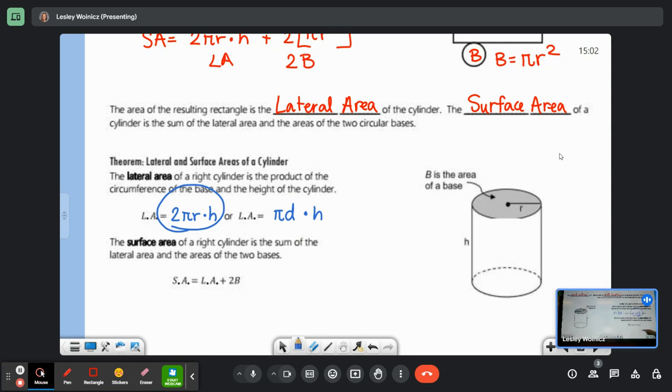If you feel like you want to rewrite the formula down here, you may, but I think we already wrote it, so I'm just going to keep it moving. Good? Okay, here we go.